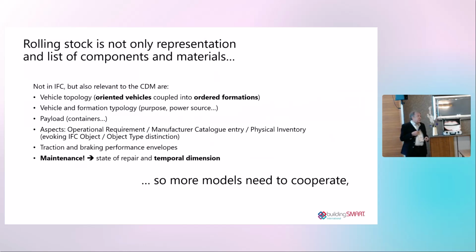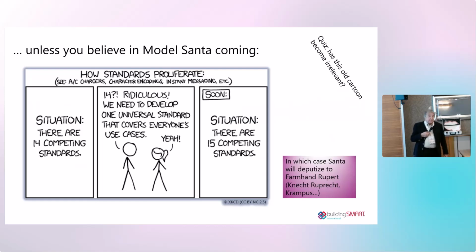Then we also need, for simulation purpose, to store the traction and braking performance envelopes, and we need, and that's the most crucial aspect, to deal with maintenance in the life cycle of the stuff. So we need the state of repair and a temporal dimension to be also baked into the model. So here definitely more models need to cooperate. With just IFC, I will not be able to do the job. And of course, you can hope to expand IFC, but that is tantamount to believing in model centers coming. That is, you have many standards.